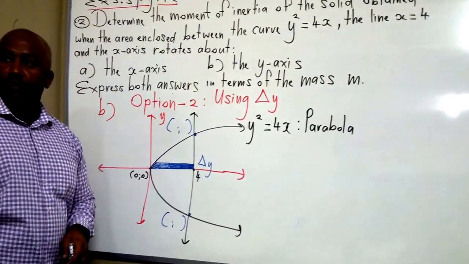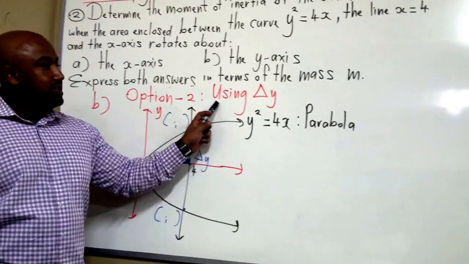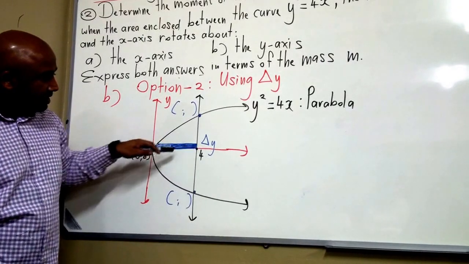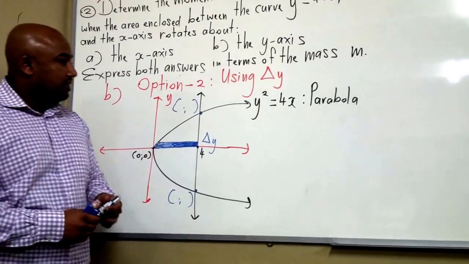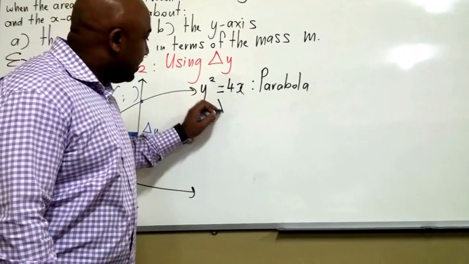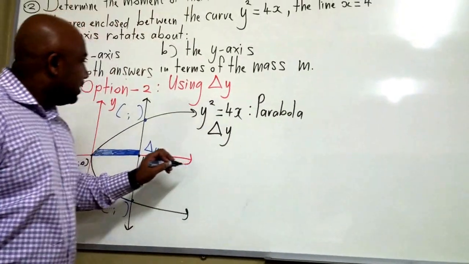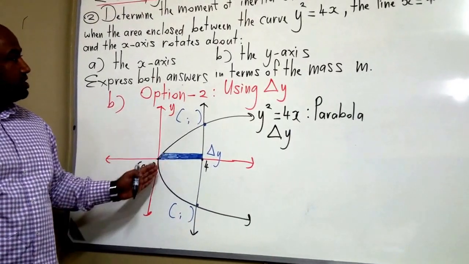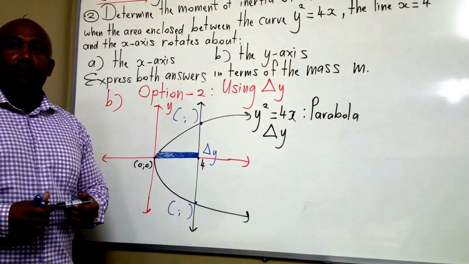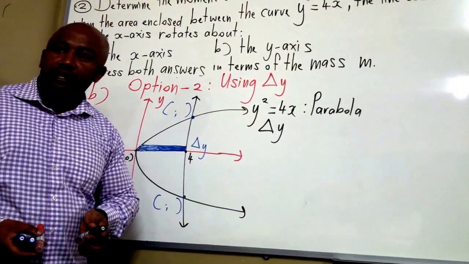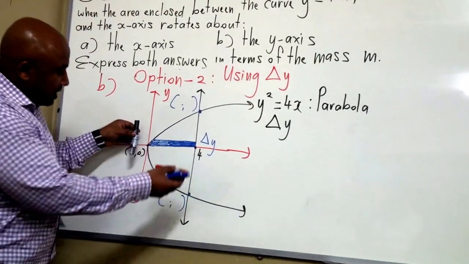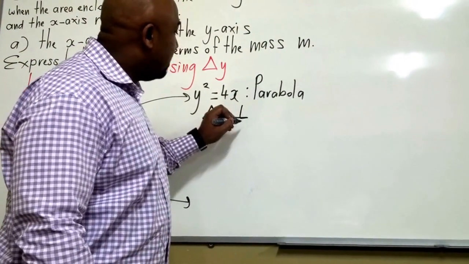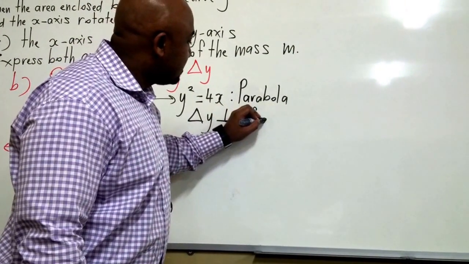So, what happens if we are using delta y? Here's my delta y. Can you see that? If I am using delta y, let's write this down. How is delta y positioned in relation to the y-axis? Is it perpendicular or parallel? It's going to be perpendicular. So I know delta y is going to be perpendicular to the reference axis.